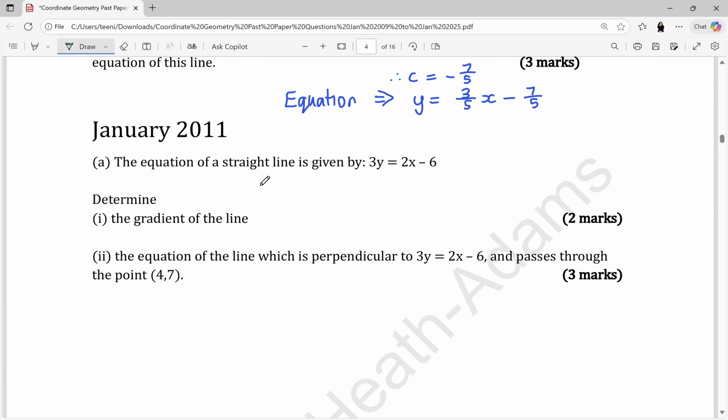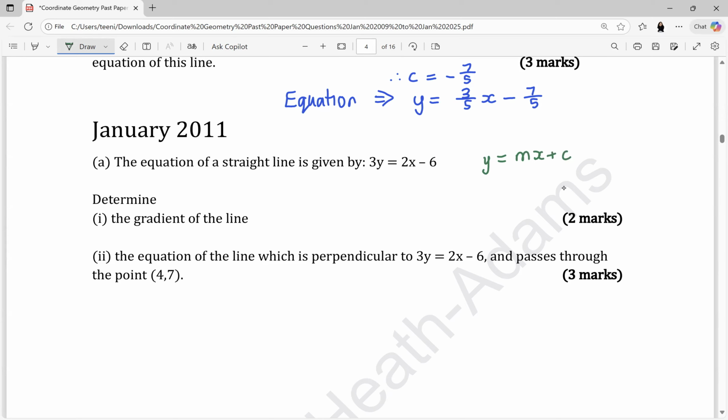The equation of a straight line is given by 3y is equal to 2x minus 6. Determine the gradient of the line. Now, remember, you can determine the gradient of a line by simply looking at the equation. However, the equation has to be in the form y is equal to mx plus c. The coefficient of y has to be 1. So for this question, you wouldn't just say that the gradient of the line is 2. That would not be correct because this equation is not fully in the form y is equal to mx plus c.